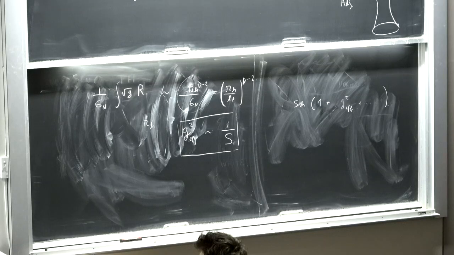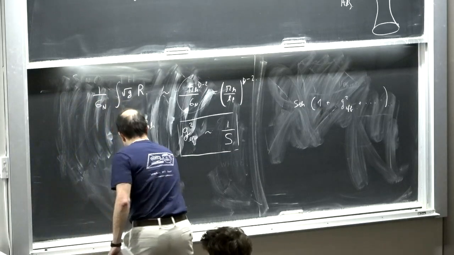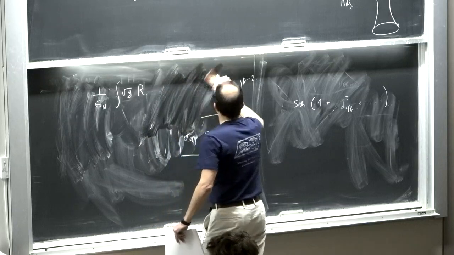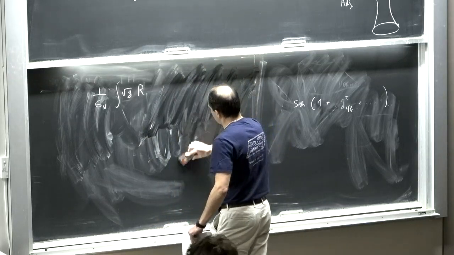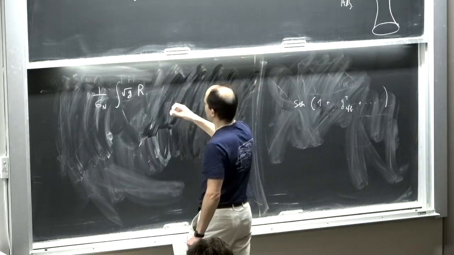Now, in order to make sense of this computation, you need to define your cutoff carefully. And you'll find that the same renormalization of G Newton works for other observables you can compute at one loop. So that's an example of one that you can absorb. But there will be others that you cannot absorb. However, the number of the ones that you can absorb is finite.